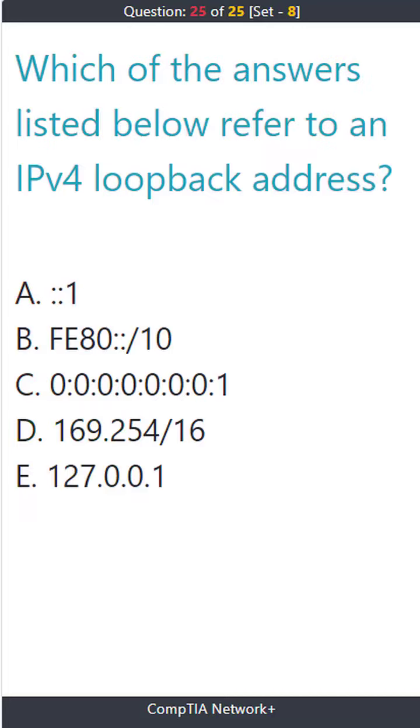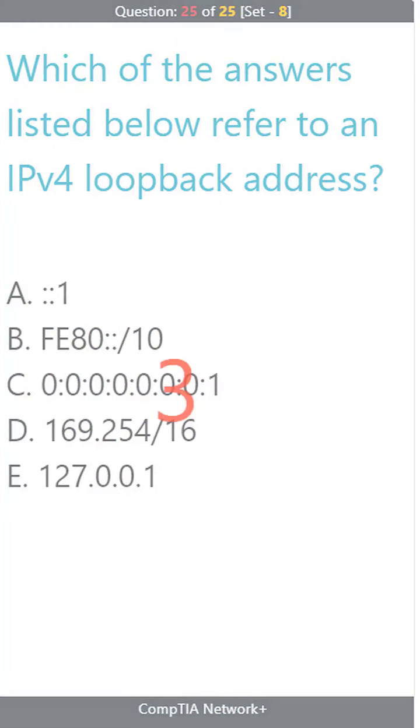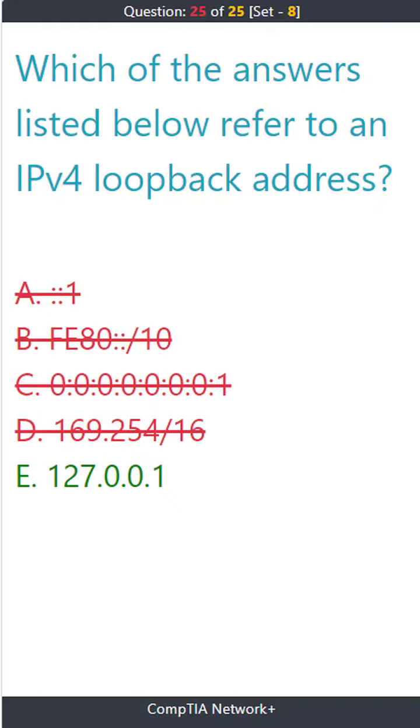Question 25. Which of the answers listed below refer to an IPv4 loopback address? A. ::1. B. FA80::10. C. 0:0:0:0:0:0:0:1. D. 169.254/16. E. 127.0.0.1. The correct answer is E. 127.0.0.1.